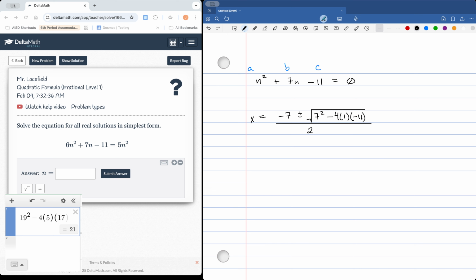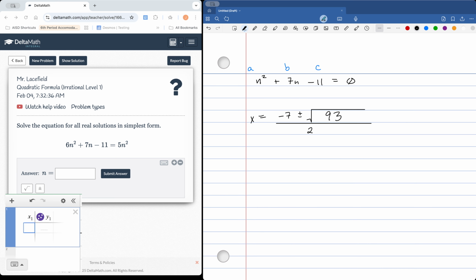So let's go ahead and evaluate 7 squared minus 4 times negative 11. So 7 squared minus 4 times negative 11. We don't worry about the 1 now. And we get 93. So this part changes to 93. We're going to look for factors of 93 to make sure. I do not think it has any factors that we can use.